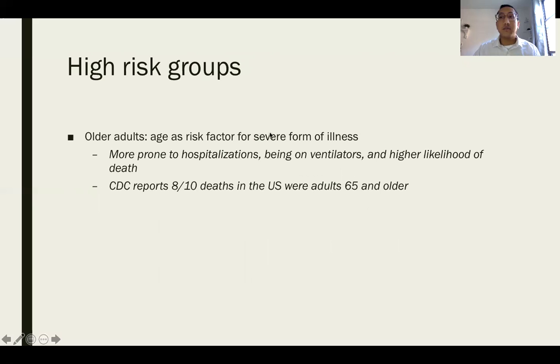For high risk groups, the main one has been age so far, older individuals. For them, there's the risk factor for the severe form of the illness. What that means is that older people are more prone to hospitalizations, being on ventilators, and also a higher likelihood of death. The CDC reports that 8 out of 10 deaths that happened in the US were from people 65 and older.